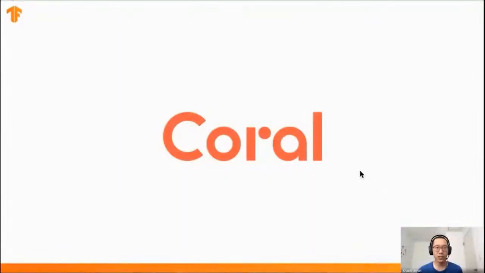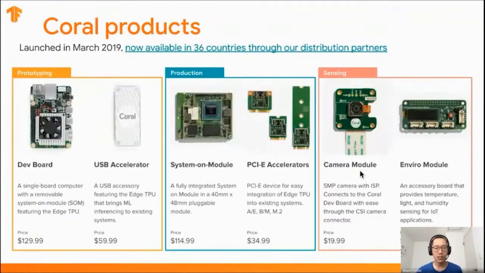So besides TensorFlow Lite, Google also has a hardware accelerator called Coral that can make TensorFlow Lite models run faster on edge devices, including smartphones and IoT devices. And Coral comes in several different forms, like the prototyping development board or a USB accelerator that you can plug in to a computer or an IoT device via the USB port and run your model faster. In the next session, my colleague will give you an in-depth introduction about Coral, so stay tuned to learn more about it.